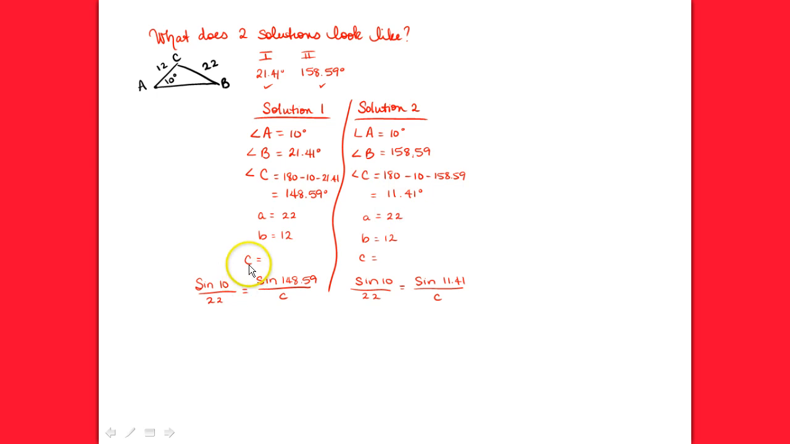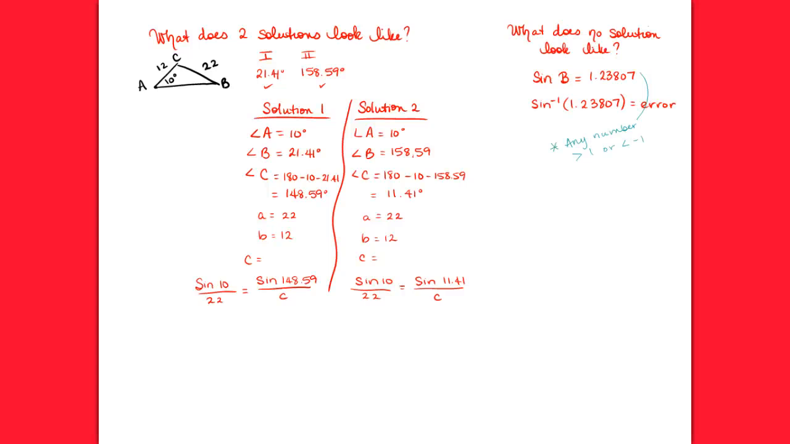And then when I go to find little c, over here I'm using the 148.59 for angle C, but over here I'm using the 11.41 for angle C. That's going to make little c be different in both cases as well. So that's what two completely different solutions look like. Okay, what does no solution look like then?